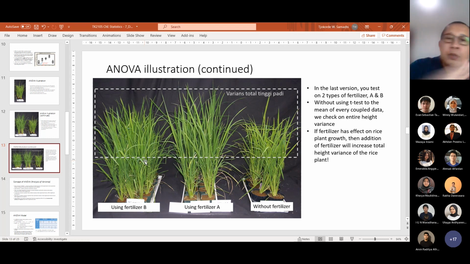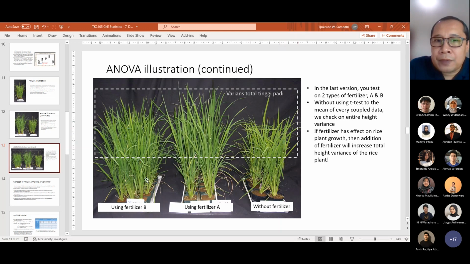If you close your eyes to fertilizer B and A, and just look at the rice paddy without fertilizer, even within themselves, of course, there will be variations in heights, right? This is the random error associated with the experiment. It's a God-given truth that there will be variations in plant heights. You cannot reprogram the heights of the plants. So even within one sample, you will see variations. You will see variance.